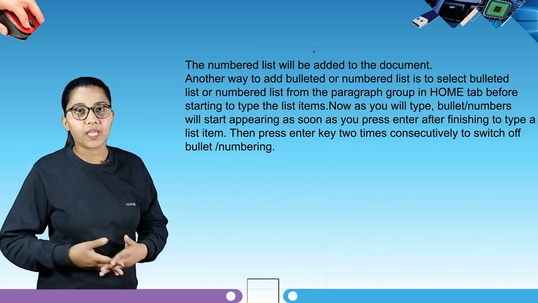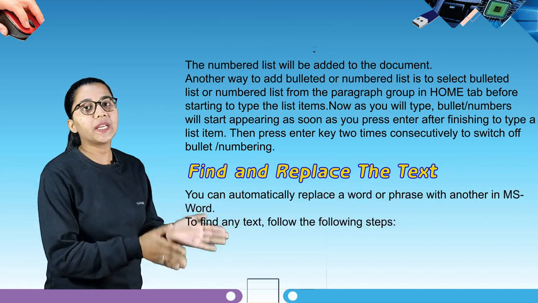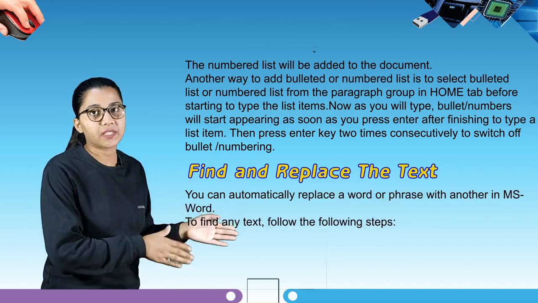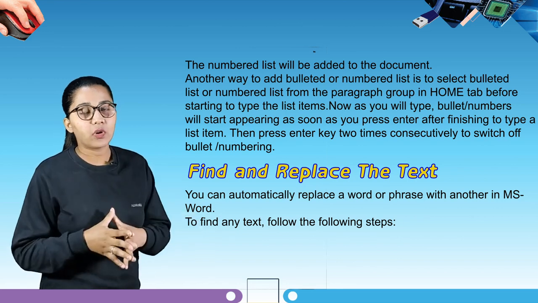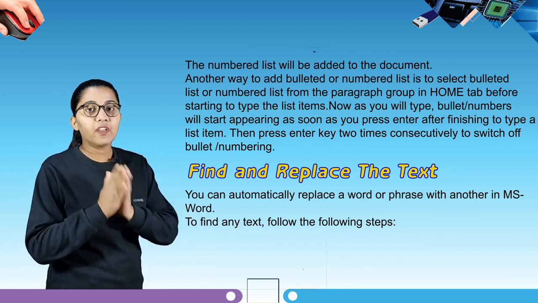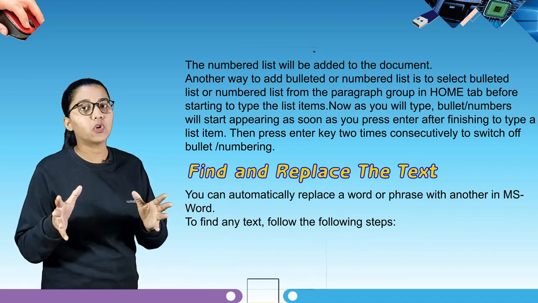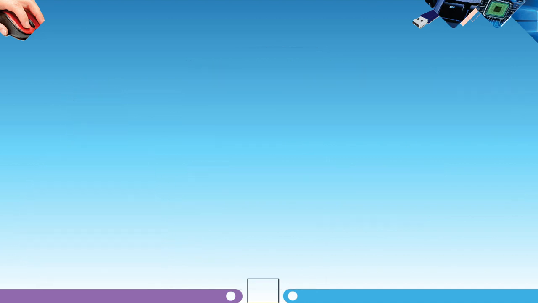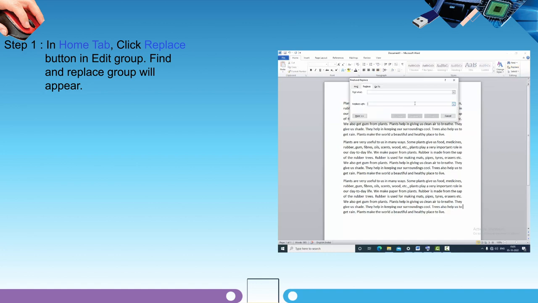So, our next topic is find and replace the text. You can automatically replace a word or phrase with another in MS Word. To find any text, follow the following steps. If you want to find any text in your document, you have to follow these steps. And our steps are: step 1, in Home tab, click Replace button in Edit Group. Find and Replace dialog box will appear.